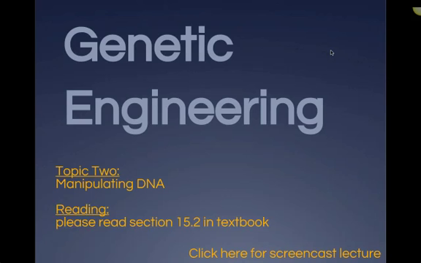This document is in Google Drive. It's also linked into Schoology, so if you ever need to access the actual PowerPoint to study from, you can access that there, and the screencast is embedded right into that lecture. So let's get started for today.